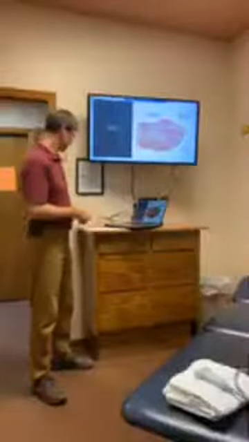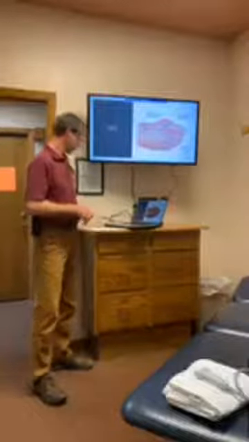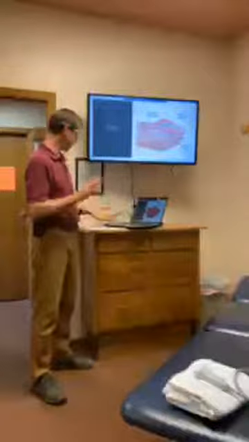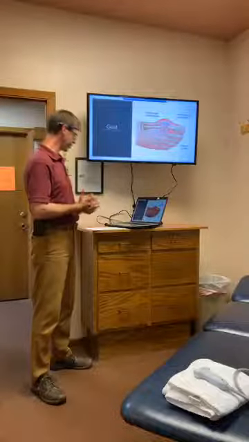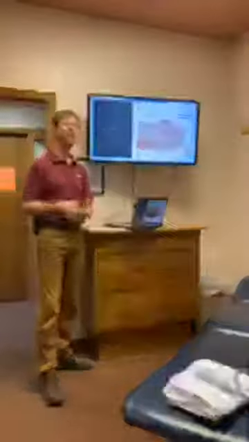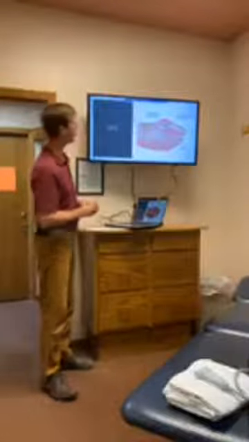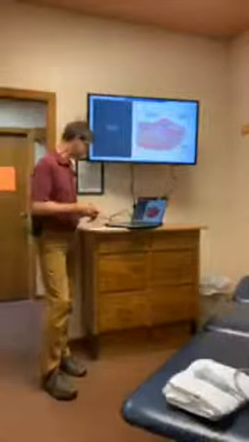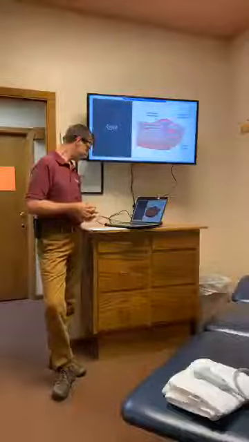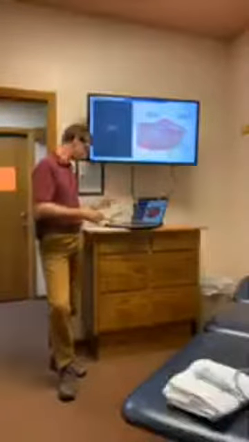Gout. This is not an uncommon issue. Gout is due to an abnormal accumulation of uric acid crystals in the joint, which causes arthritis, a lot of pain. It's usually in the big toe, but can affect other joints too. It's due to too much uric acid in the blood.